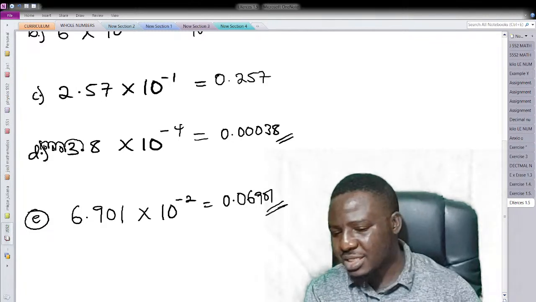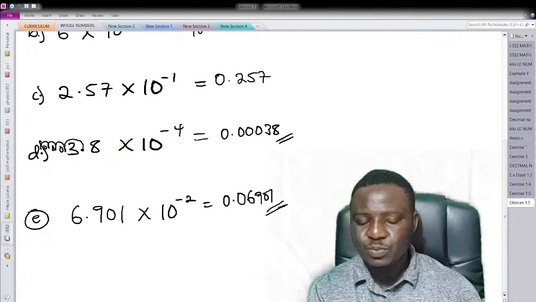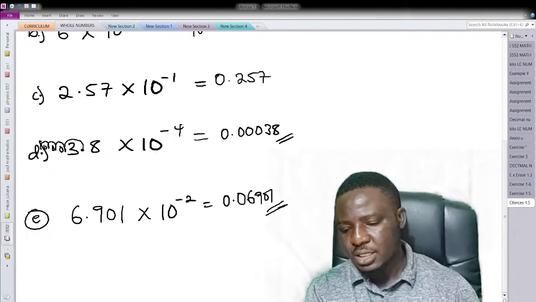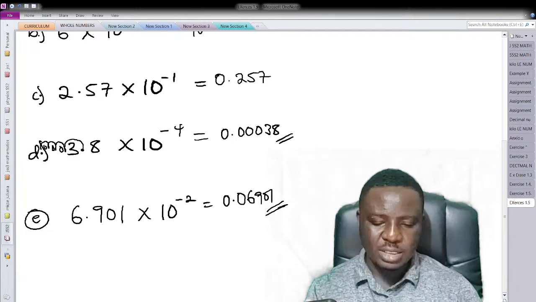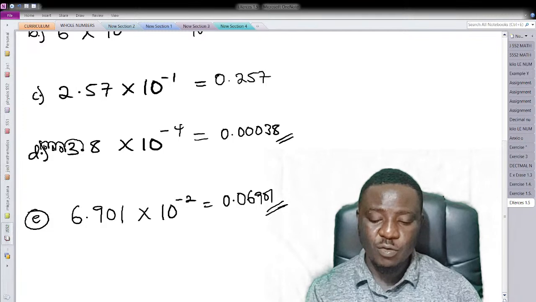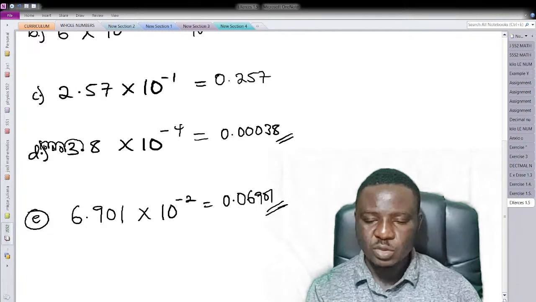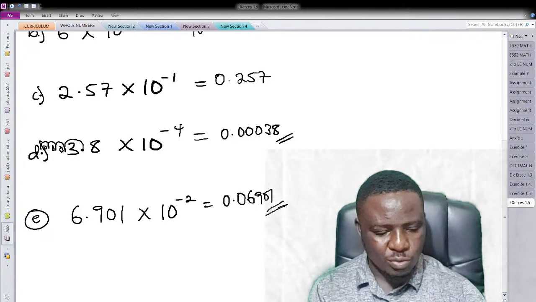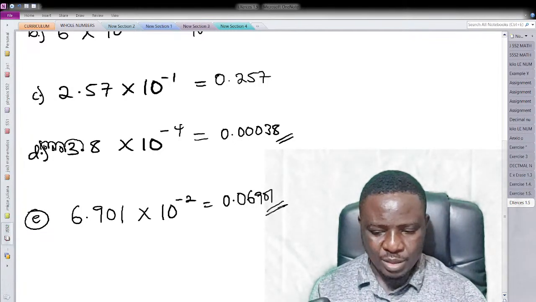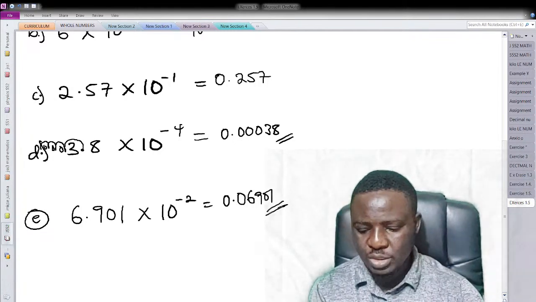So that is it on expression of numbers in standard form, whether whole numbers or fractions, as well as converting them back from standard forms to decimals. Is that clear to you? Yes, sir. Do you have any question? No, sir.